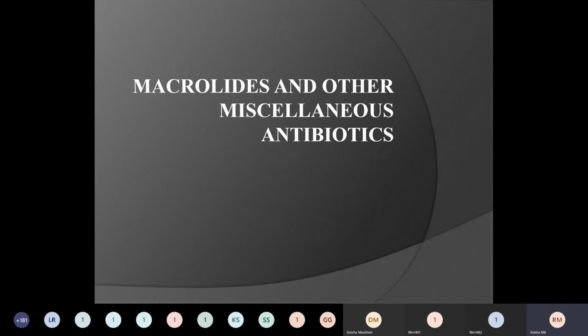Okay, we shall start. Today's topic is macrolides and other miscellaneous antibiotics. Today's topic is a little big one, but still I have simplified it. The reason being there are many antimicrobial agents we need to discuss today. I have simplified it as much as possible. So to begin with, we'll first discuss macrolides.